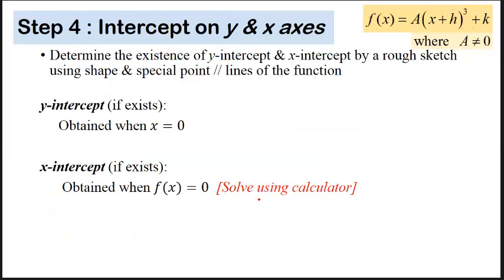Next, after I identify the inflection point, the important point, I can do a rough sketch to identify whether the y and x intercepts exist or not. And if they exist, then we will do calculation to obtain the answer. For the y-intercept, it is as easy as substituting x equals 0 to get the answer. For the x-intercept, maybe we will just solve using a calculator rather than calculate manually.